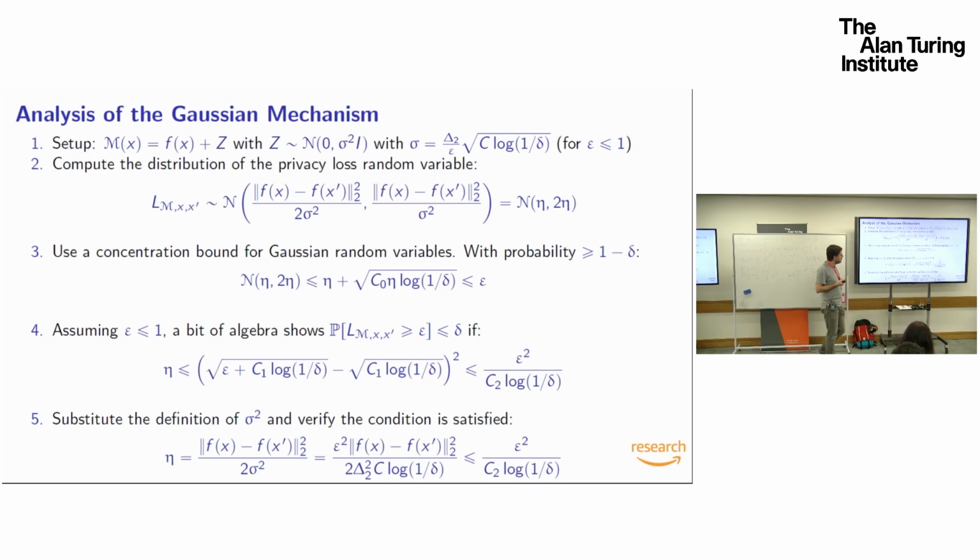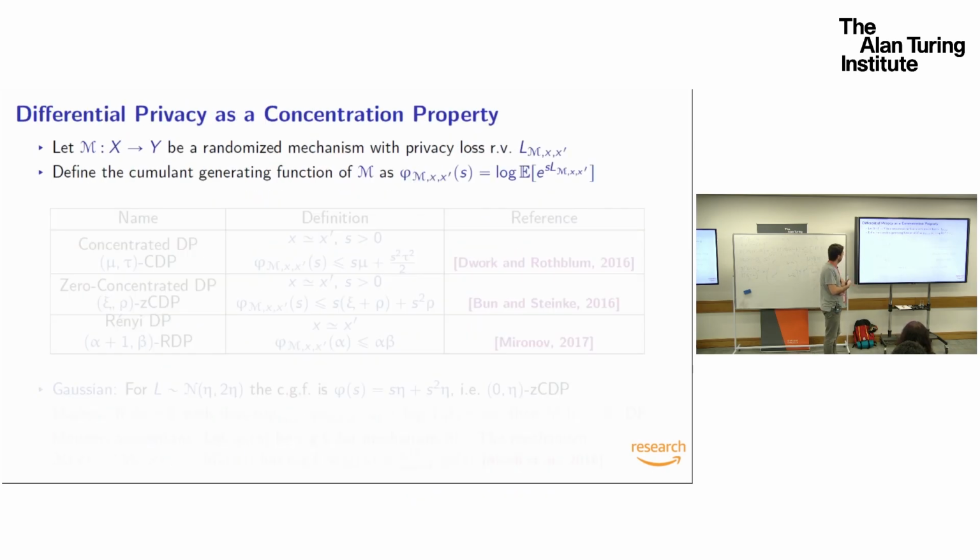And second, because this concentration property that appears in that sufficient condition is what is used to define these alternative notions of differential privacy, that is, concentrated differential privacy. These notions basically follow the paradigm that differential privacy is really a concentration property. So what does that mean?